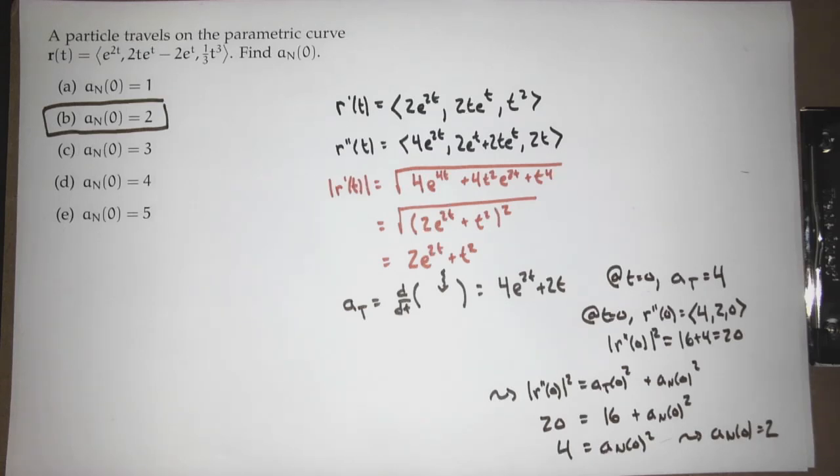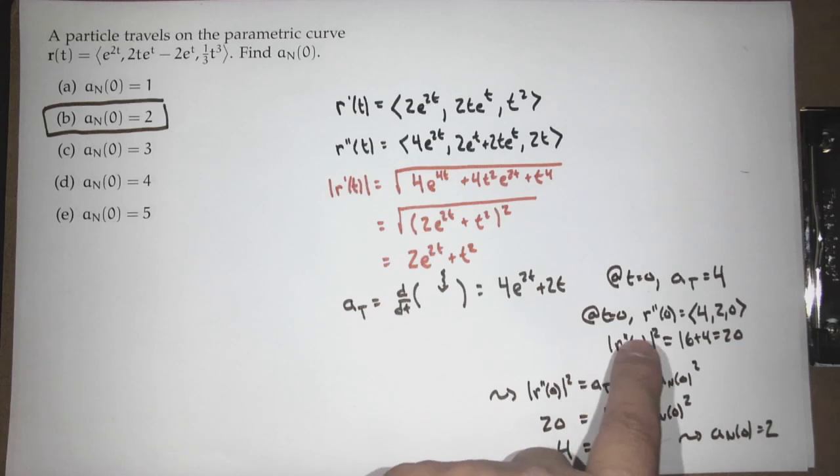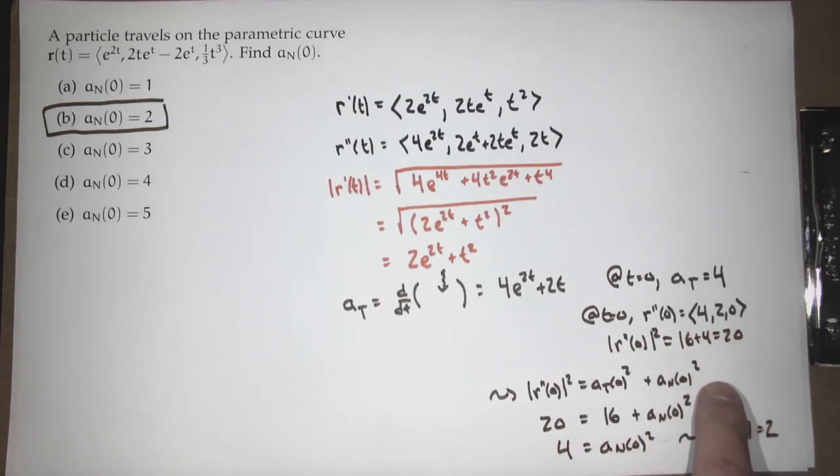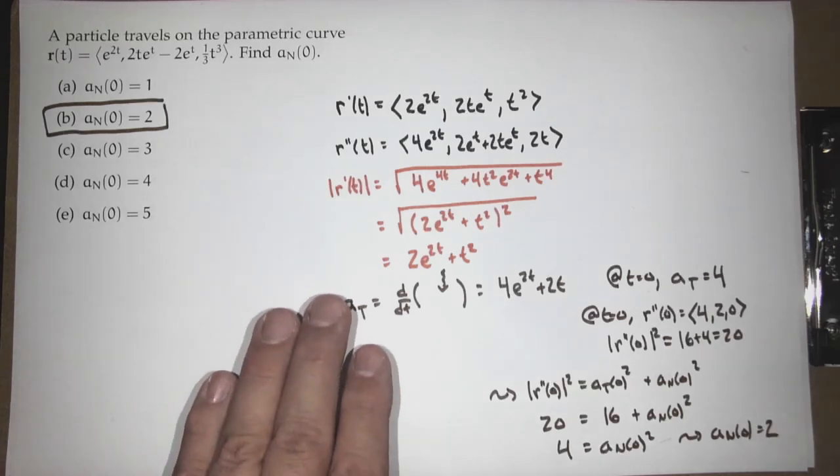So plug in 0, we get a sub t. Plug in 0 into your velocity, you get the vector whose magnitude squared is 20. Then you have your basic Pythagorean theorem type thing kicking in. 20 is 16 plus a sub n at 0 squared. So a sub n of 0 is 2. All right. Good. So now we'll be ready. If they ask us a question on the test, no problem.